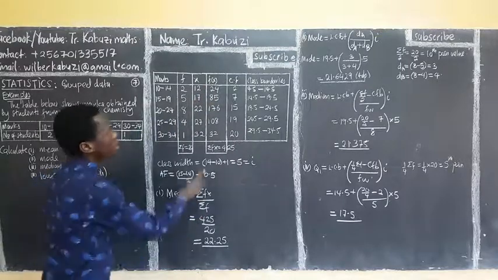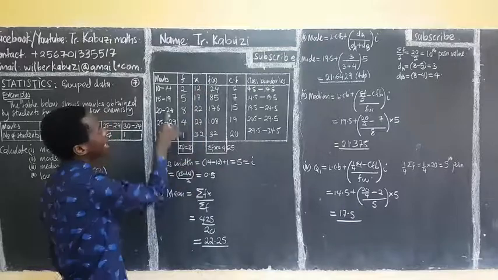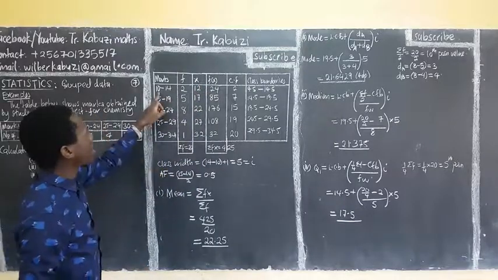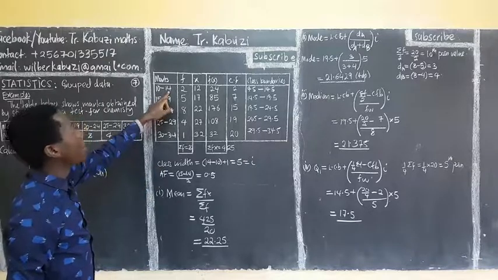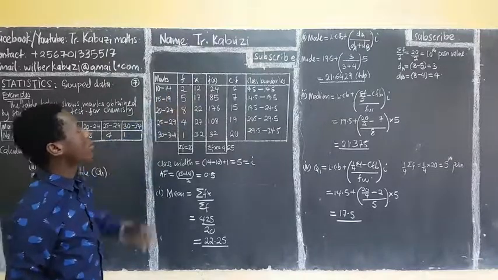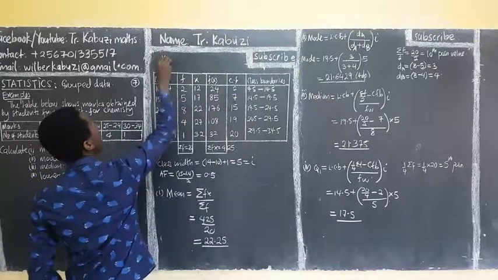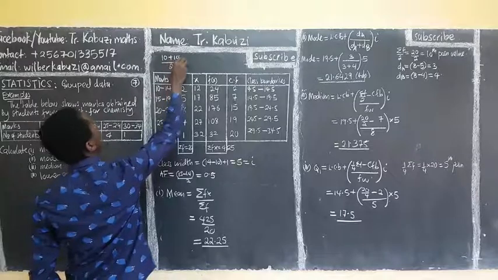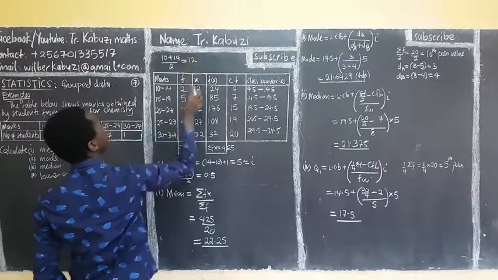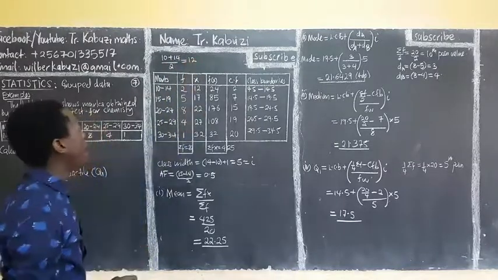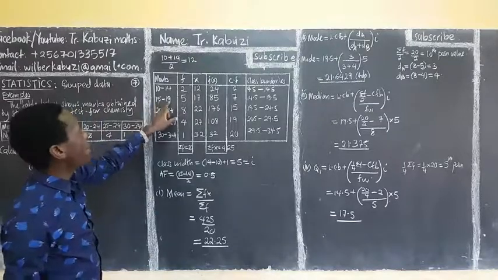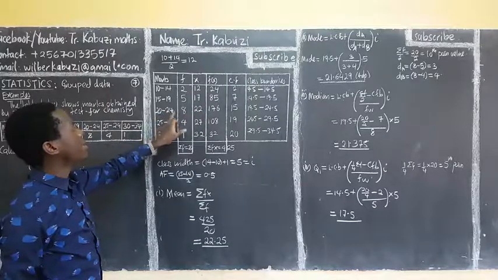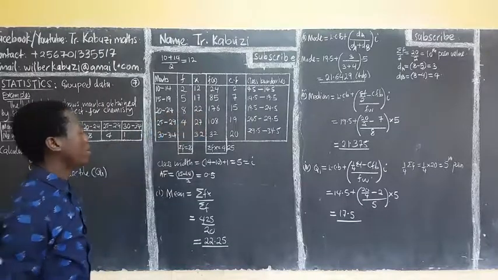So now, to get x, how do we get x? X is the midpoint of these classes. How do we get it? You get this plus this divided by 2. That's how I put my 12. So I got 10 plus 14 over 2. It will give me a 12. That's why I'm having a 12 there. To get the next one, you get this plus this, you get 17. The next one, this plus this divided by 2, you get 22.